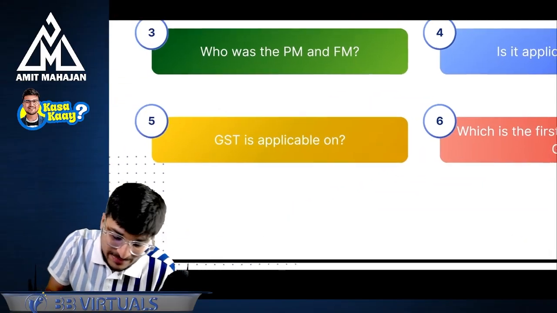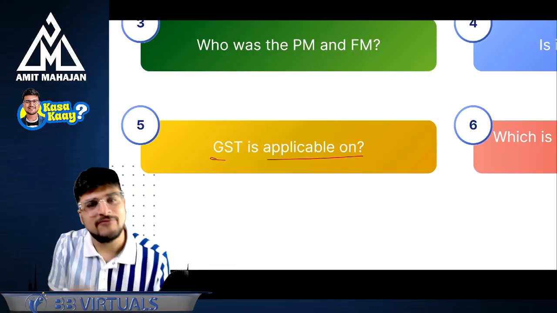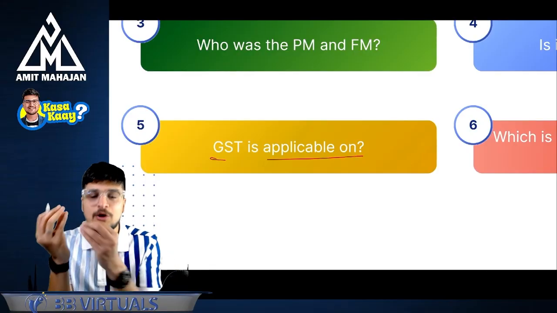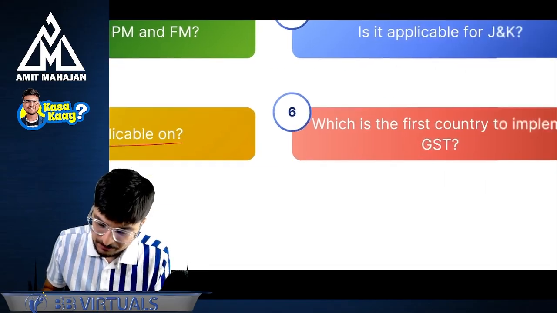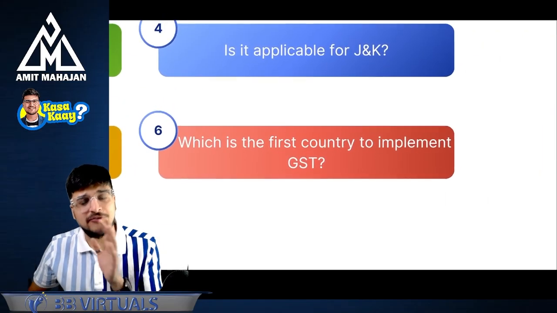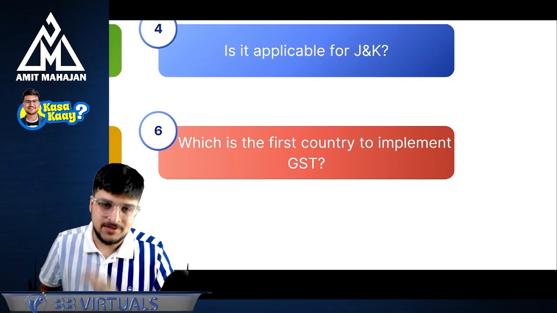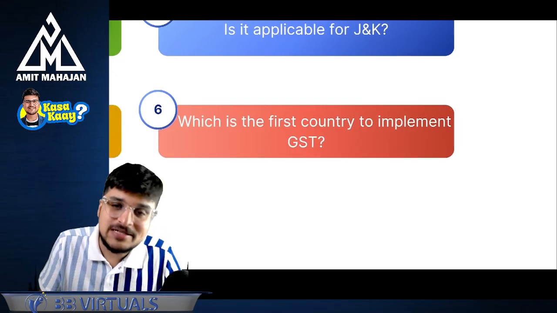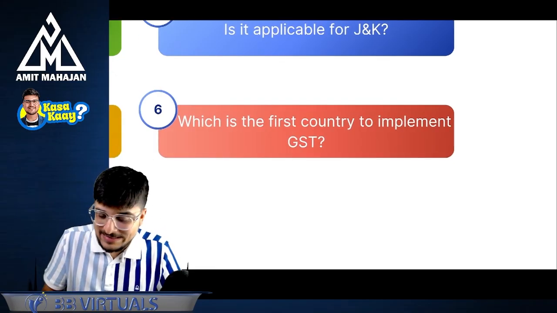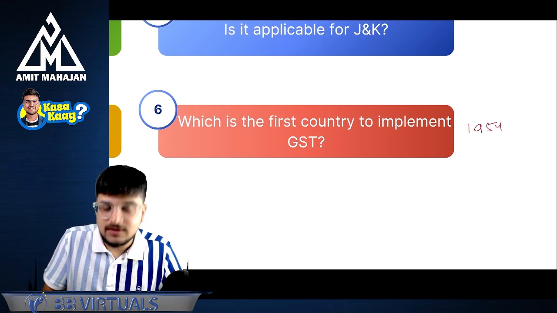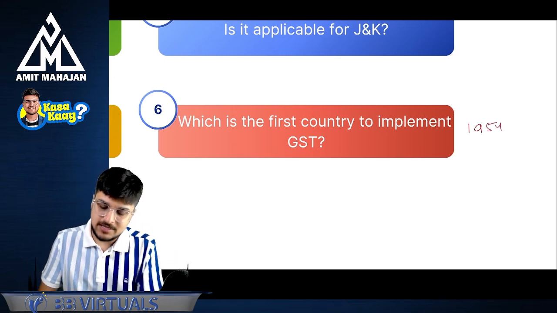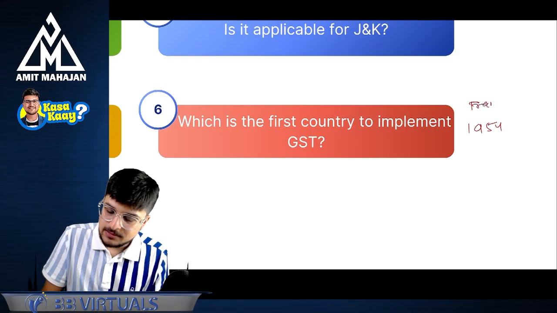Okay. Next point is GST is applicable on what? Very simple. GST is applicable on goods and services. Point number six, sir, which is the first country to implement GST? First country to implement GST is France, and in 1954, the GST got introduced in France.